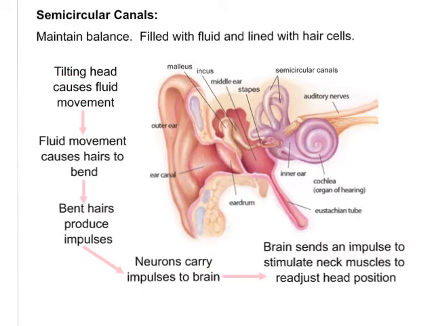If, for example, your head tilts, it causes the fluid in these semicircular canals to move, and just as we saw in the cochlea, that fluid movement causes the hairs on the hair cells to bend. The bent hairs produce impulses, and those impulses are carried by neurons to the brain. The brain interprets those, sends an impulse back to stimulate either neck muscles to readjust the head position or other muscles that can readjust their position in order to maintain balance.